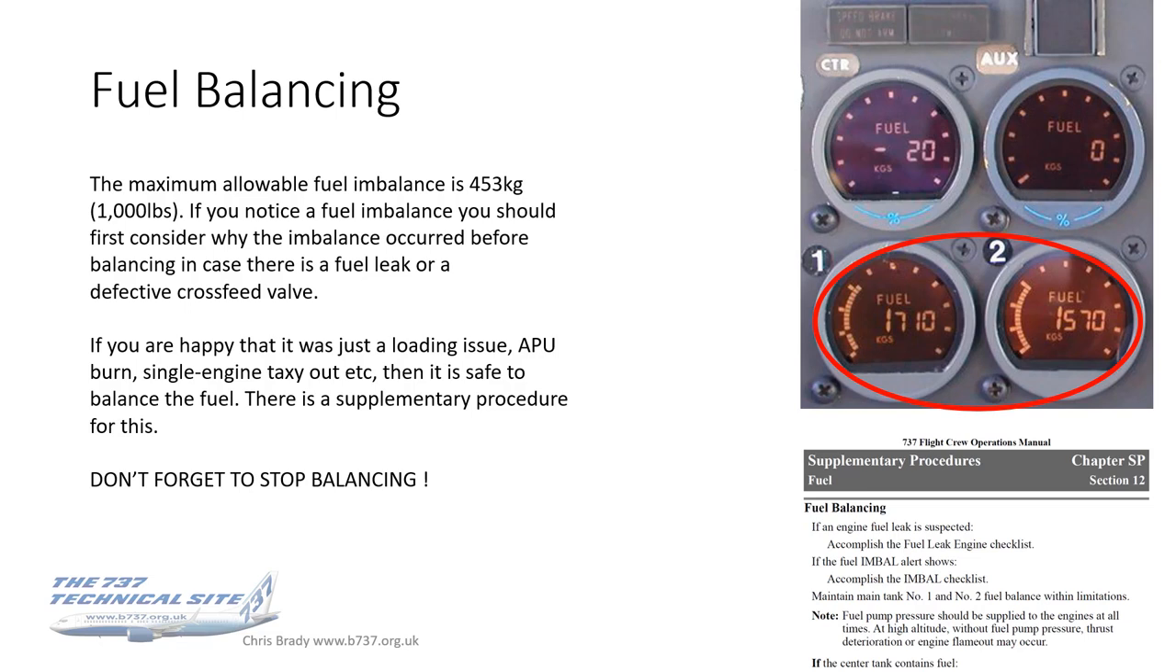But really, the point I want to get across here is that with really good airmanship, you should first consider why the imbalance occurred. Why is it there? Before you jump into cross-feeding and balancing, in case there's a fuel leak or a defective cross-feed valve. Once you've had a look around, you're happy that it's just either a loading issue, APU burn, single engine taxi, whatever it might be, then go ahead and balance the fuel. If you need it, there's a supplementary procedure for doing the fuel balancing, but I think most of us are quite happy doing this from memory.